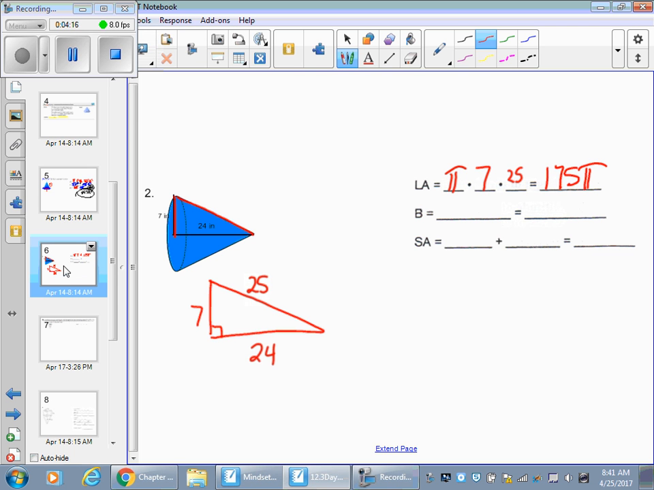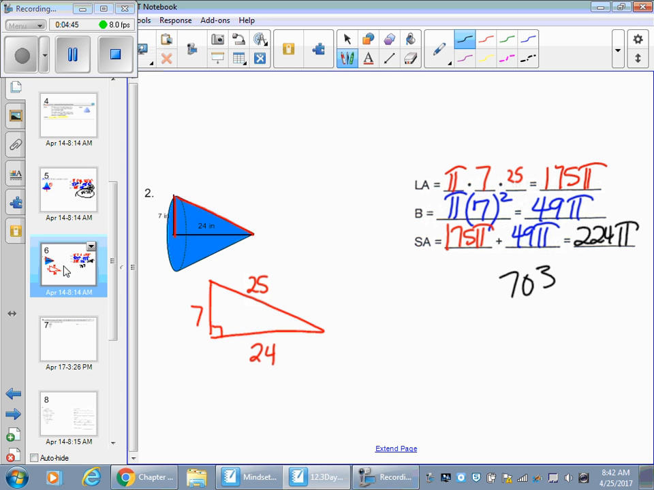Okay, now the base. Pi r squared, pi times 7 squared. So that's 49 pi. 175 pi plus 49 pi equals 224 pi. When I type that into my calculator, I get 703.7 inches squared.